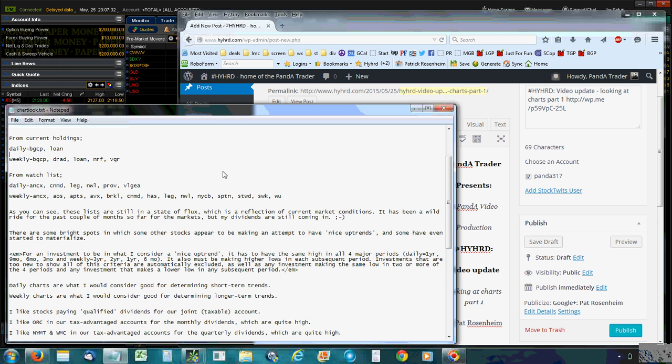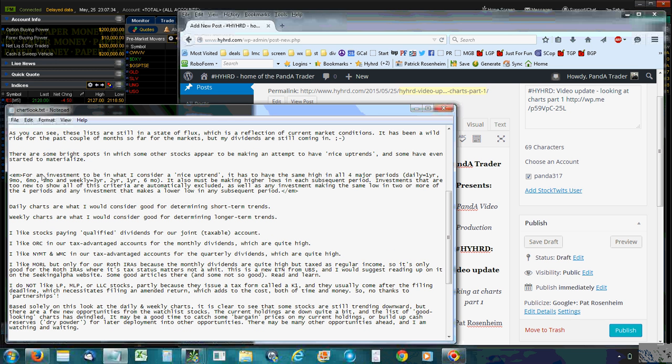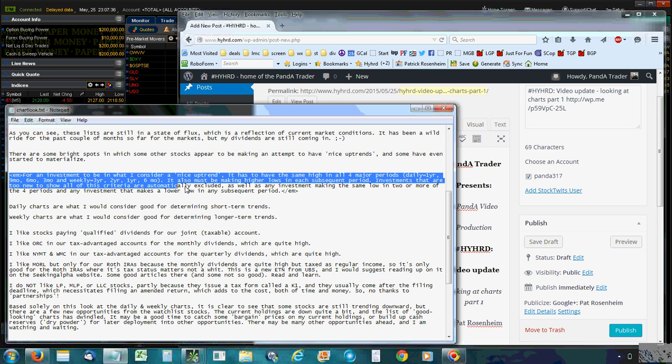These have the results already in. And in this area right here, I say that what I like to look for in an investment and what I consider a nice uptrend, it has to have the same high in all 4 major periods that I've been looking at. For the daily charts, that's 1 year, 9 months, 6 months, 3 months, and for the weekly period, that's 3 years, 2 years, 1 year, and 6 months.